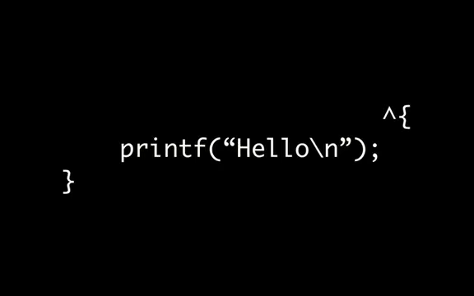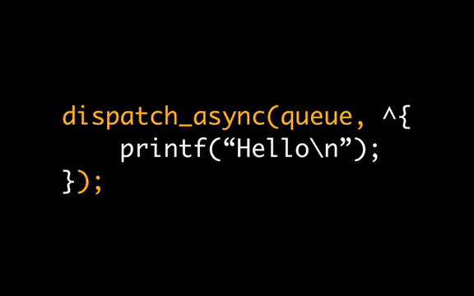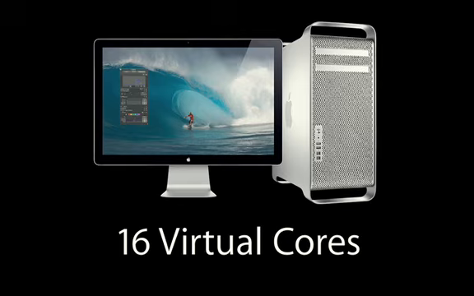This is a basic block, no parameters, no return value, print something out. We're going to provide a very simple API, dispatch async, and it takes a queue. That's how you can get a basic block running in the background doing work. That's it. So why are we doing this?